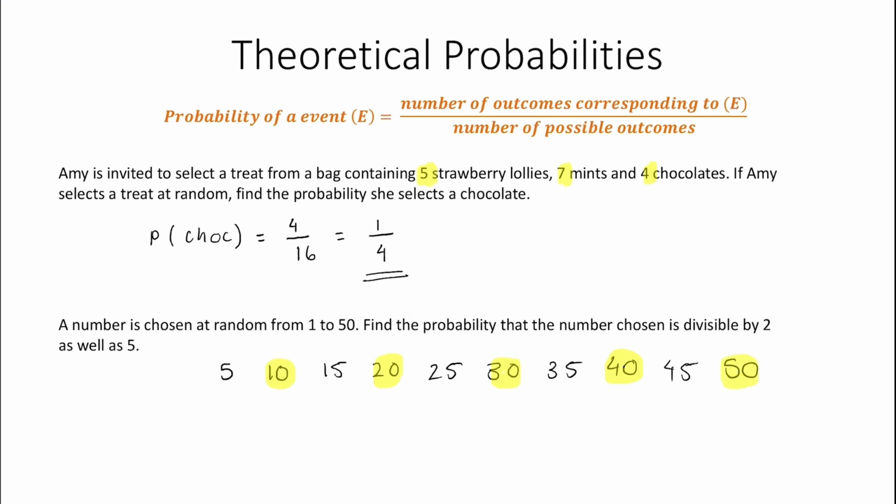So now we can easily see that we have 1, 2, 3, 4, 5 numbers between 1 and 50 divisible by both 2 and 5. So the probability of a number divisible by 2 and 5 is equal to 5 over, we have 50 possible numbers, making sure we simplify that to 1 over 10.